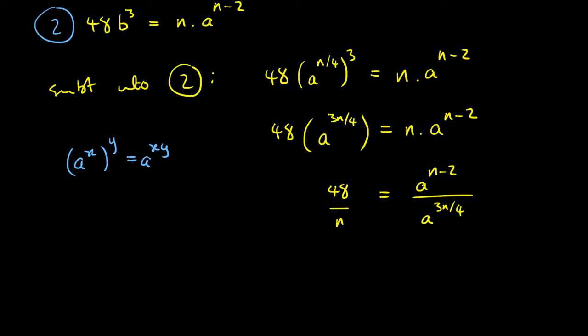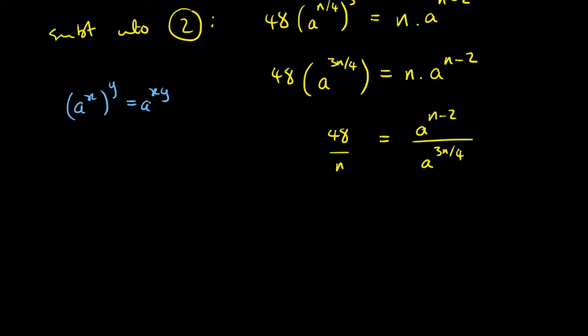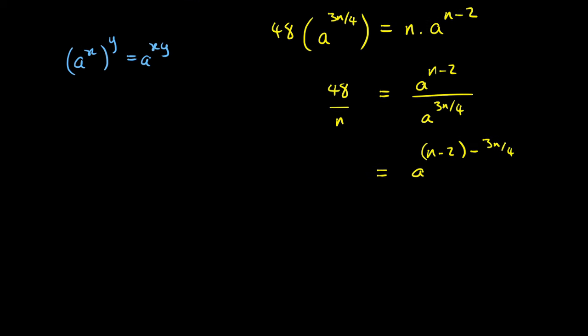And hopefully what you can recognize again is we've got a situation where we've got a to some power divided by a to another power. So what we're going to do is subtract the powers. So on the right-hand side here, we're going to have a to the power of n minus 2 minus 3n upon 4. Okay. And n minus 3n upon 4 is a quarter of n, right? So that's a to the power of n upon 4 minus 2 is equal to 48 upon n.